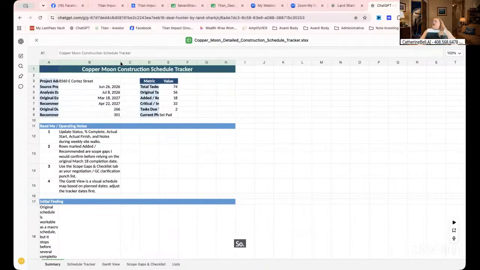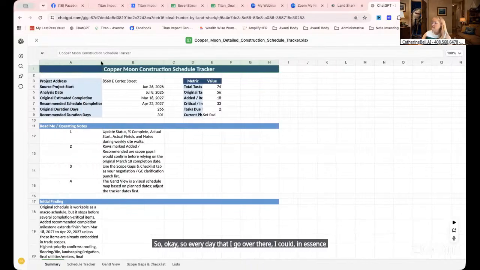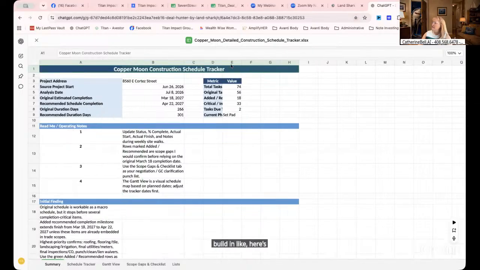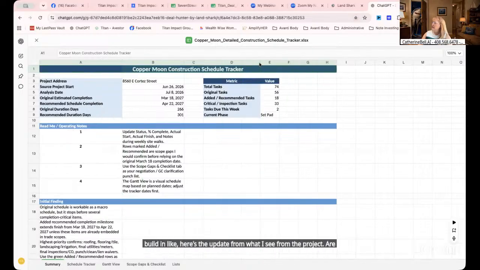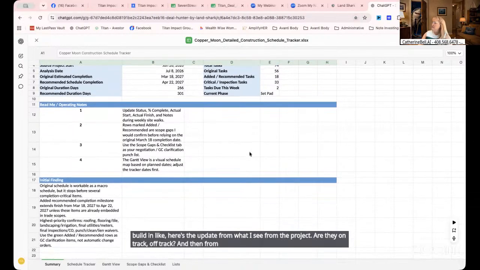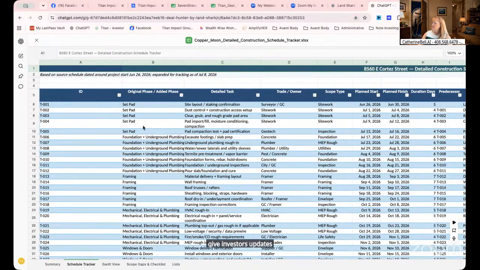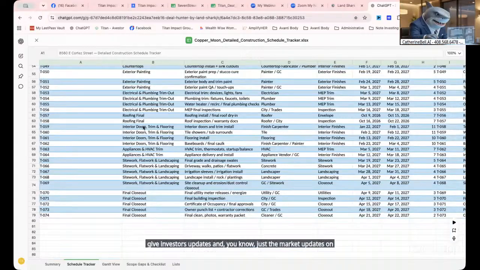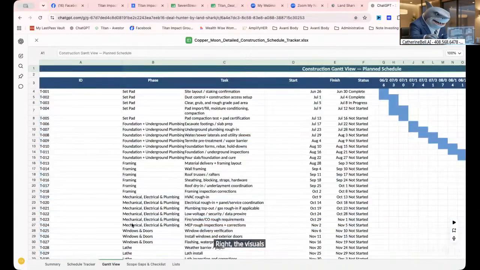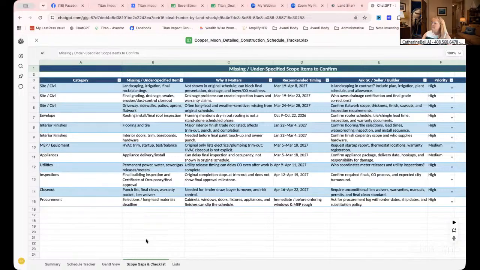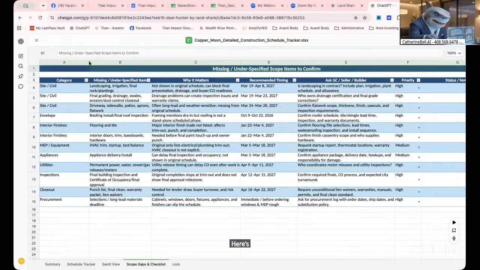So every day that I go over there, I could in essence build in the update from what I see from the project. Are they on track, off track? And then from there, visuals, to be able to give investors updates and market updates on what's actually happening. I love this stuff. It's also suggesting some scope caps and checklists, like, hey, pay attention to this.